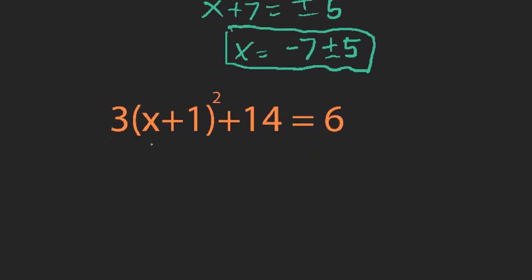Here's our last example before that aside I mentioned a minute ago. 3 times (x plus 1) squared plus 14 equals 6. Again, just take it one step at a time and remove the layers. You're trying to isolate x, so as long as you have that goal in mind, you should be fine. I'm subtracting 14 here. 6 minus 14, that would be -8.